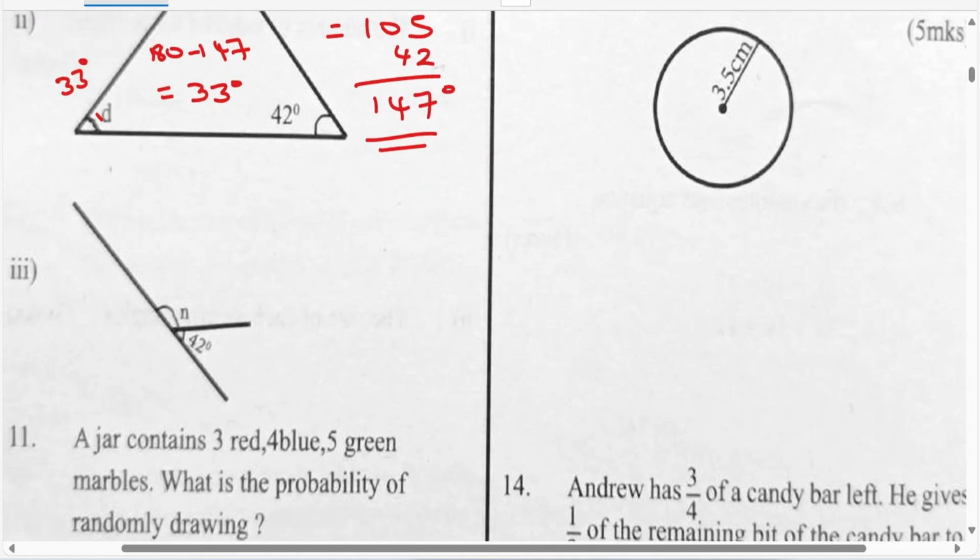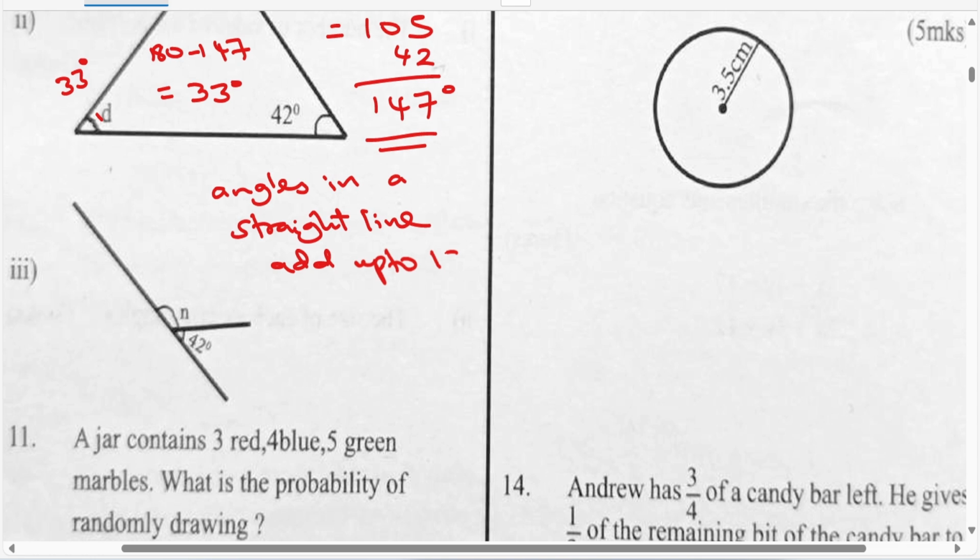Okay. Now, angles in a straight line add up to 180 degrees. So basically, just take 180 minus 42. Okay, 180 minus 42 gives you 138 degrees. So no. Maswali haya ni rahisi sana.